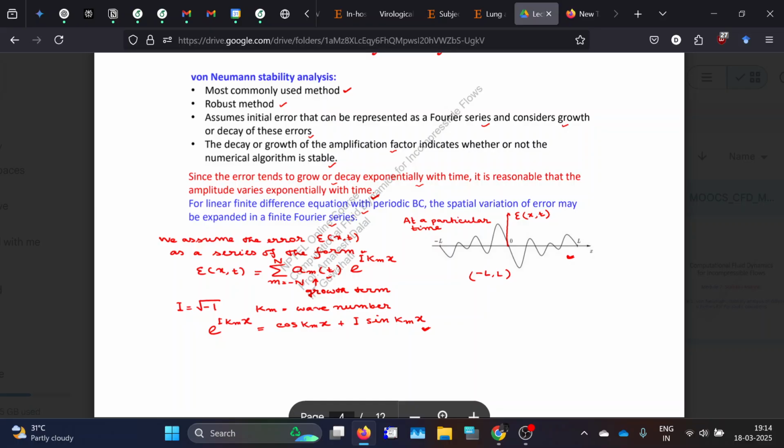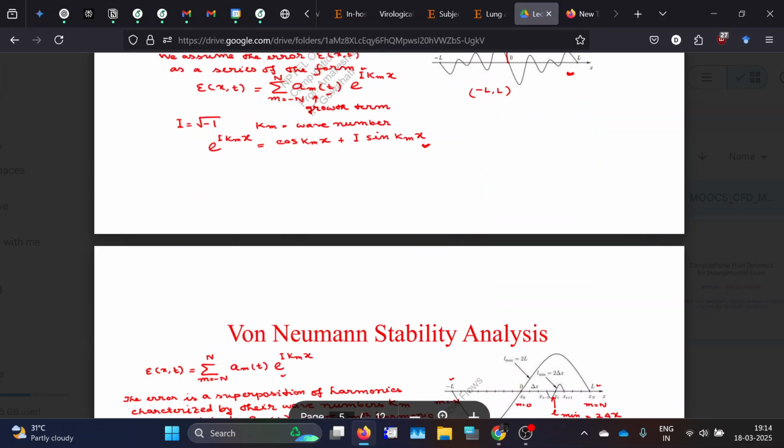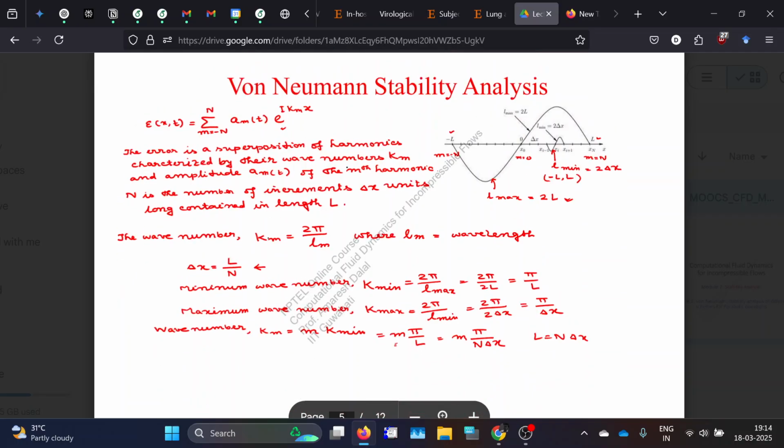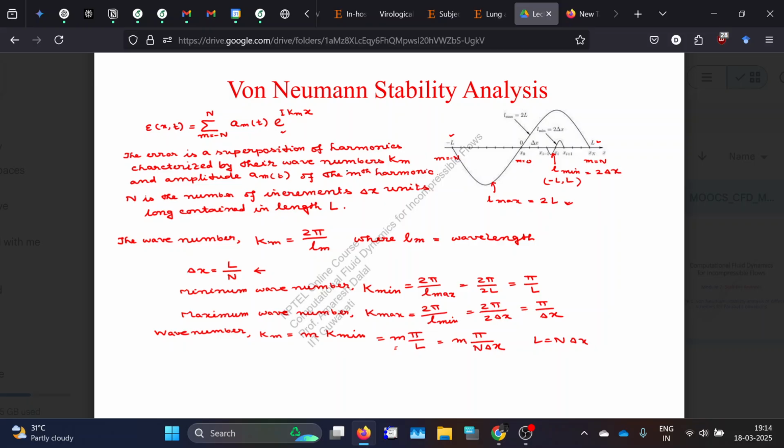Yeah, in this also, or maybe in the next slide. Here, m goes from minus n to n, right? What I'm trying to understand is whether m is the total number of nodes in the domain. So the total number of waves that we are going to consider is equal to the number of nodes.